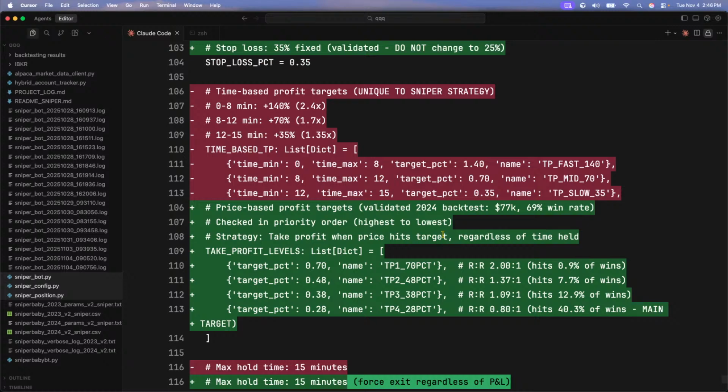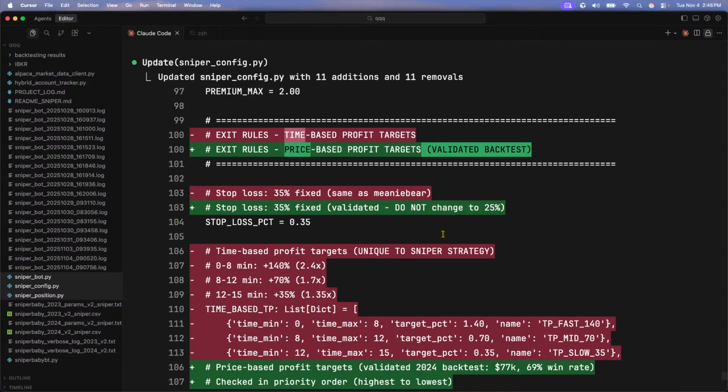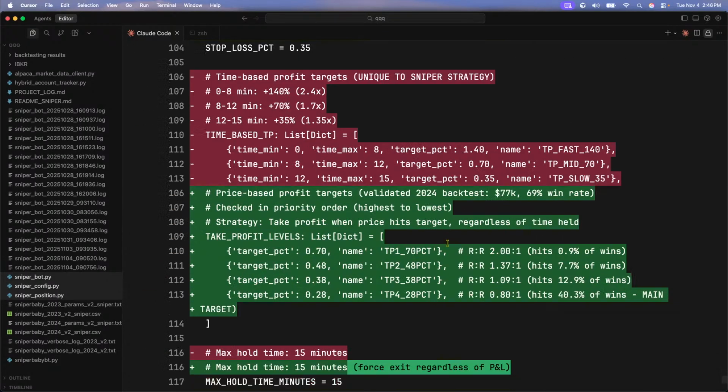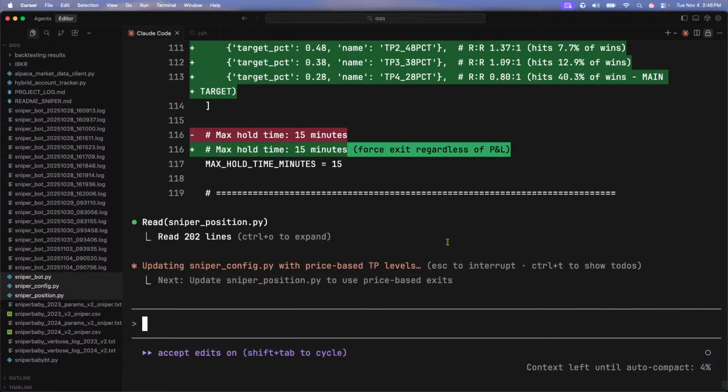I want to test 10 minutes. Time based. No, we're going to do price based. Then I'm going to test 10 minutes. Same levels, but 10 minutes.